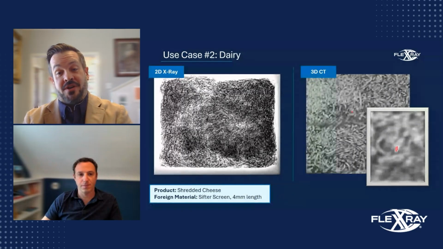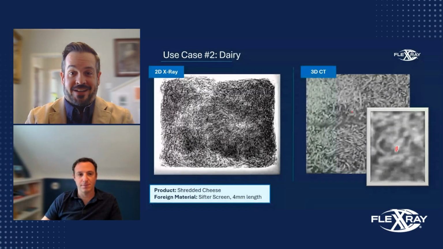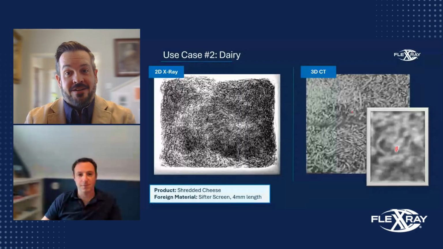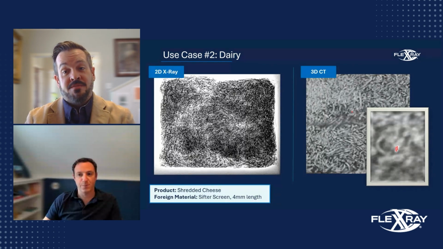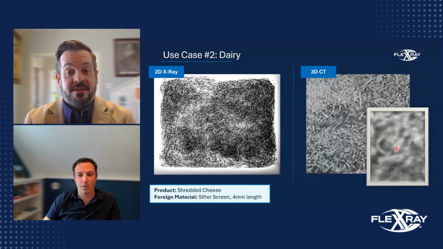Next example is shredded cheese, which is extremely challenging in a two-dimensional X-ray. All of the contrast and all of the edges of the product tend to create a very difficult raw image in order to be able to process with an inline algorithm or even with the human eye. We have some sifter screen wire in this image, 4 millimeters in length. I believe the diameter on this is around 0.4 millimeters itself, so very small diameter wire as well.